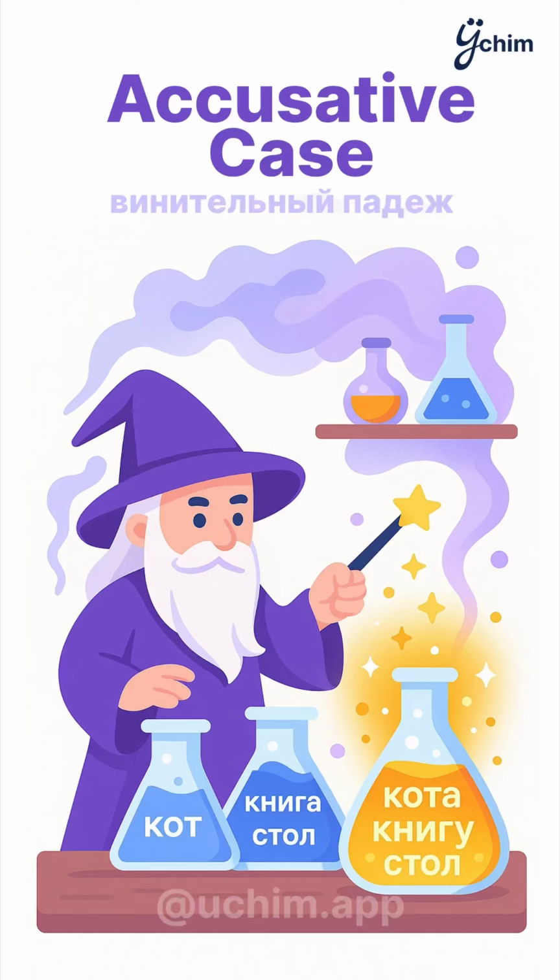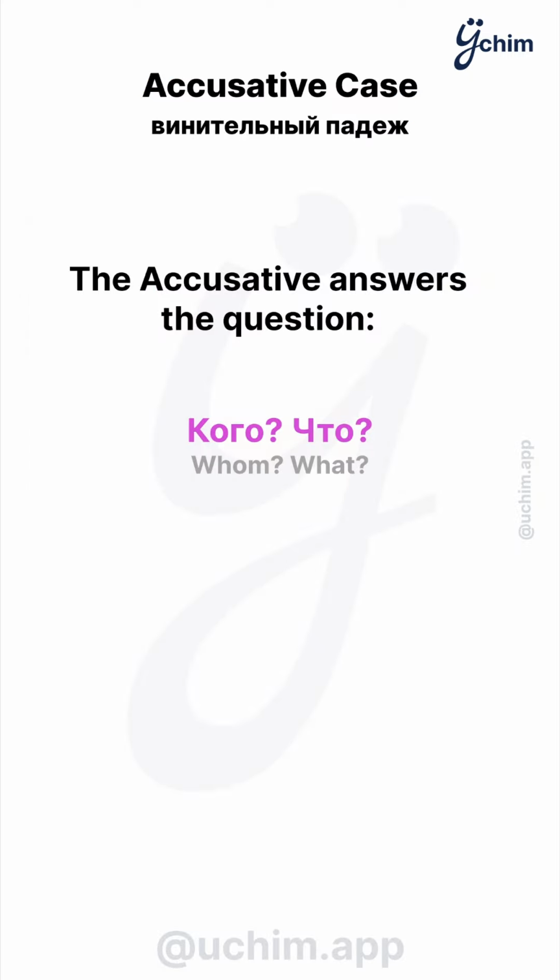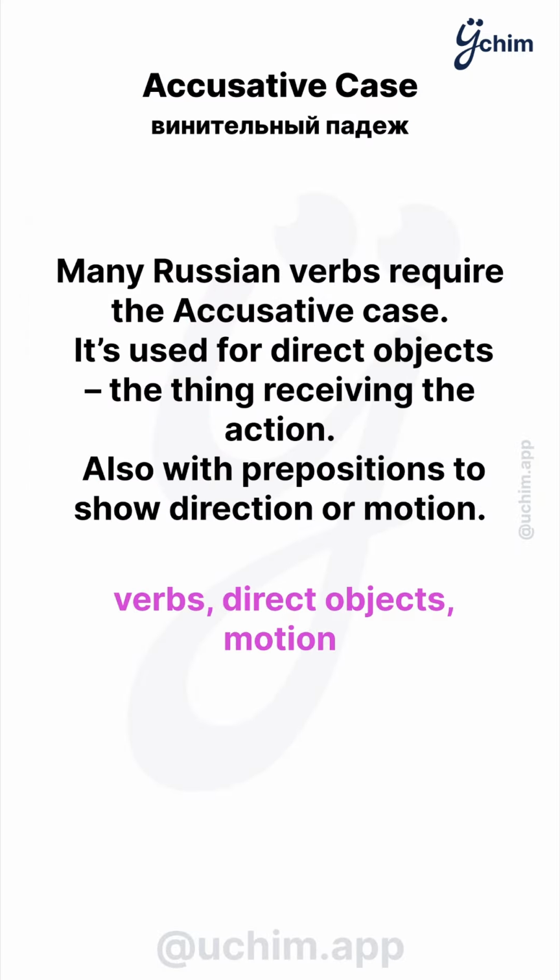Now it's time to meet your first real Russian case, the accusative case, винительный падеж. It's easier than it sounds. The accusative answers the question whom what, кого что. Many Russian verbs require the accusative case, especially transitive verbs, those that act directly on something or someone.